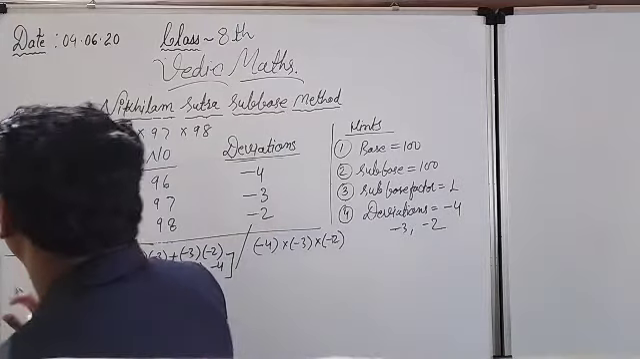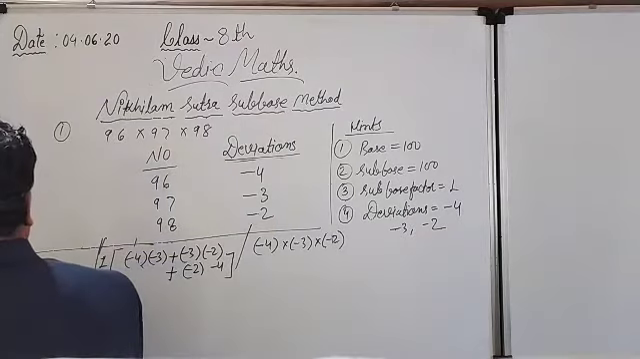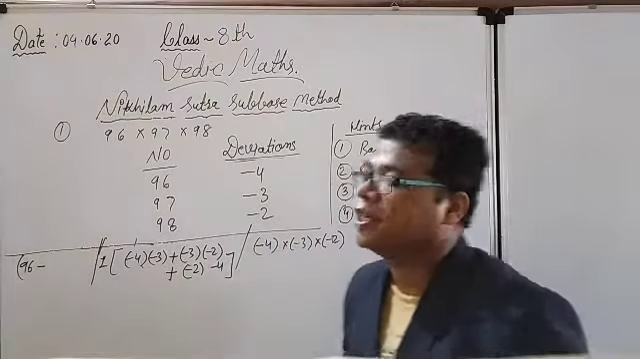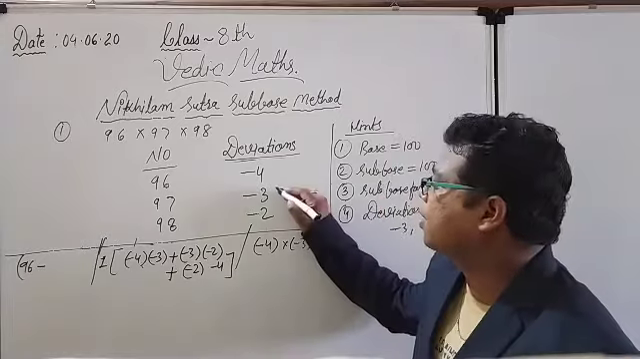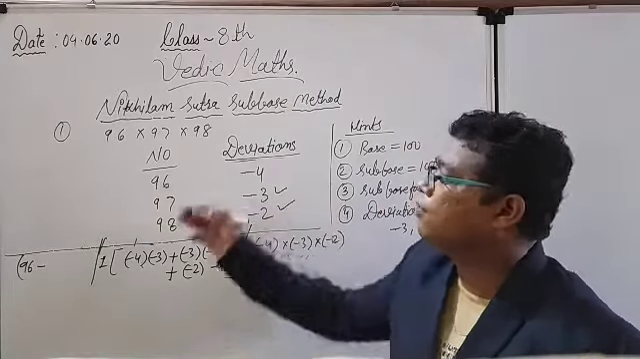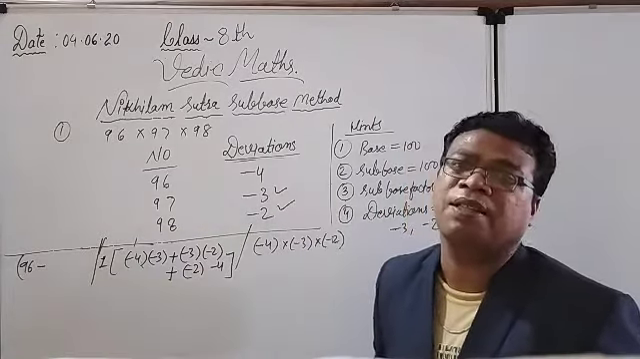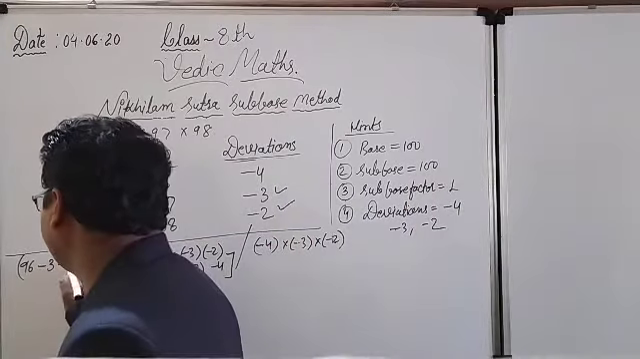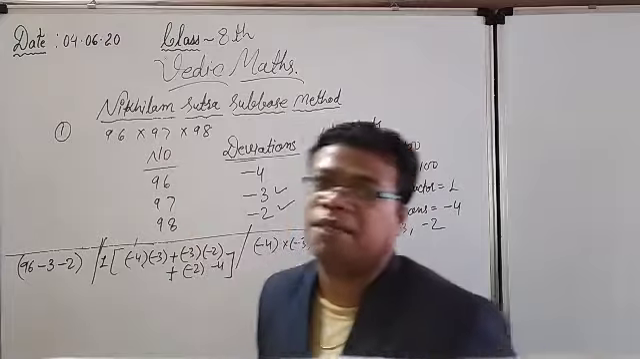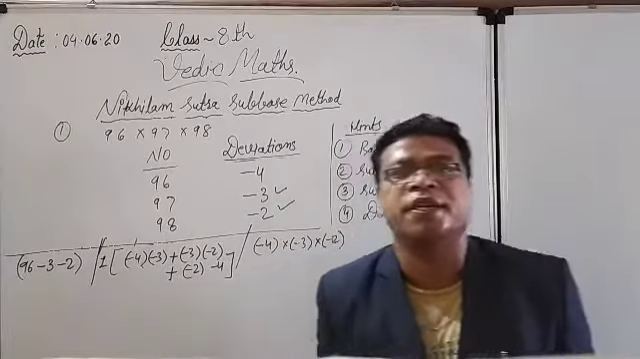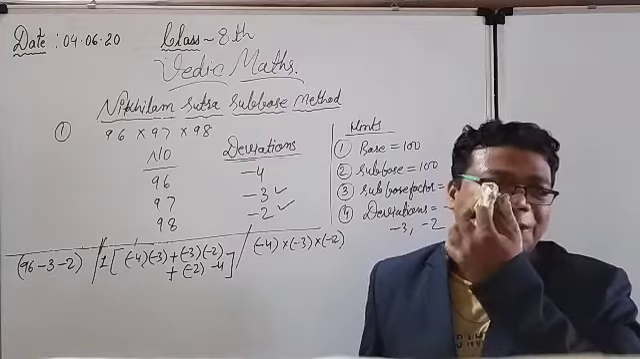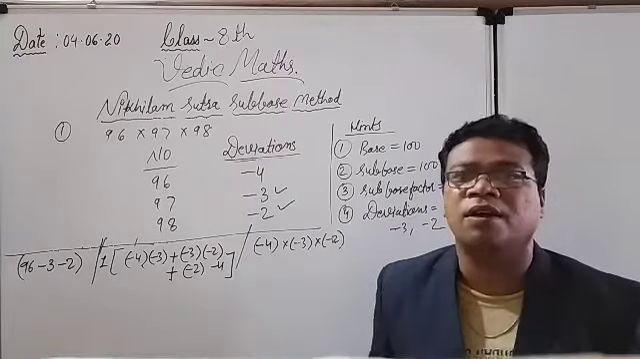Right, now see, in the third section what we have to do is consider any one number. So here I am considering 96, and after that the other deviations I have to either add or subtract with the number. So this minus 3 and minus 2 I have to write down here. And why are these minus 3 and minus 2? Because these are representing the negative deviations. These are not the positive deviations. And we have to work according to the sign of the deviations.